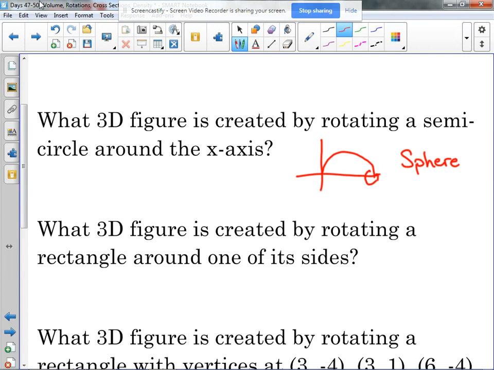A rectangle. We're taking a rectangle, so here's my rectangle. And we rotate it around one of its sides. So let's say that we're rotating it around this side right here. So I'm going to keep it still, and I'm going to go around that side. Okay. Now remember, this does have width. I know that it gets kind of flat there on the outside, but if I turn it over, it's very short.